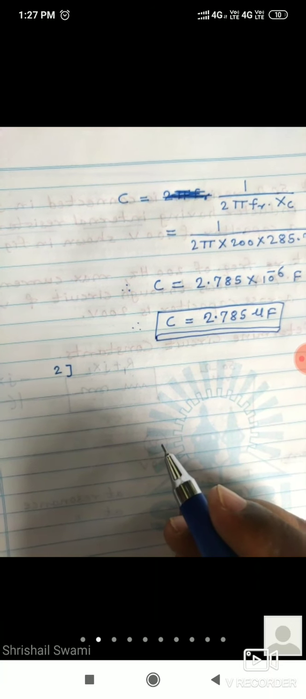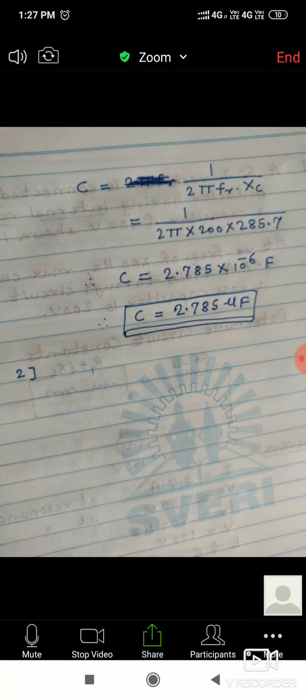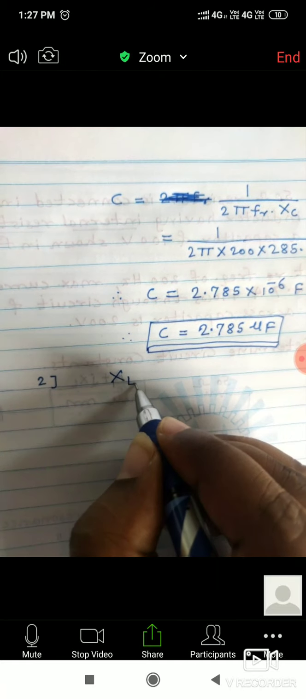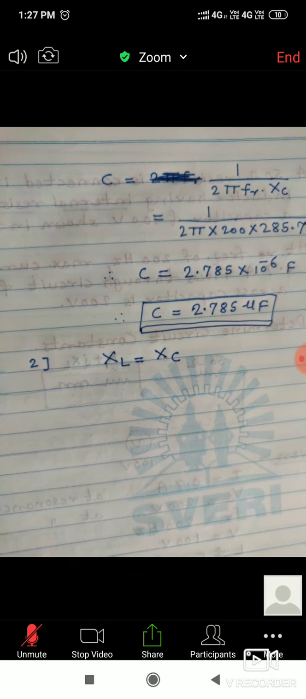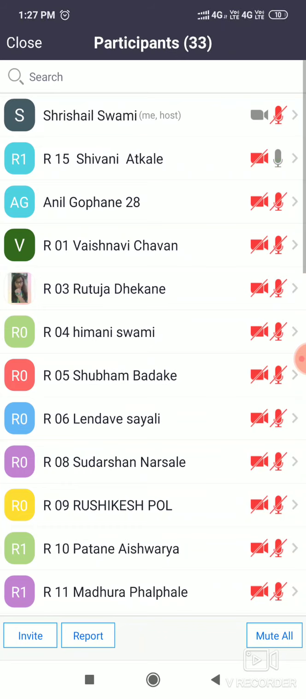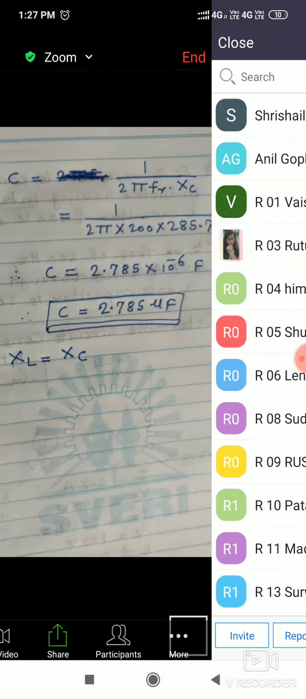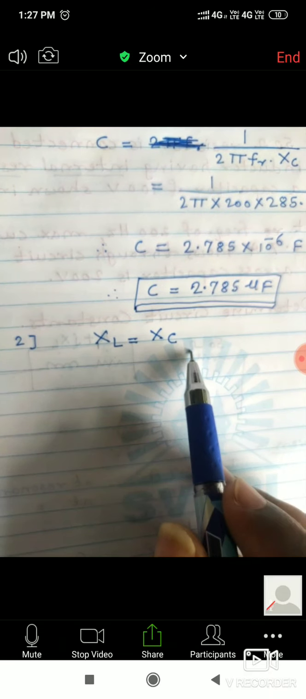So how to find out the value of L? Value of L you have to find out now. Second point. For that you can use the resonant frequency formula. Okay, that also you can use, or you can use this one: XL is equal to XC.